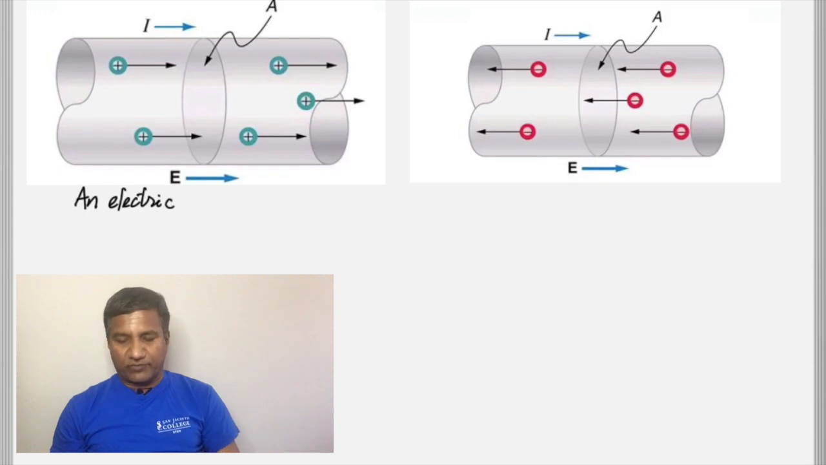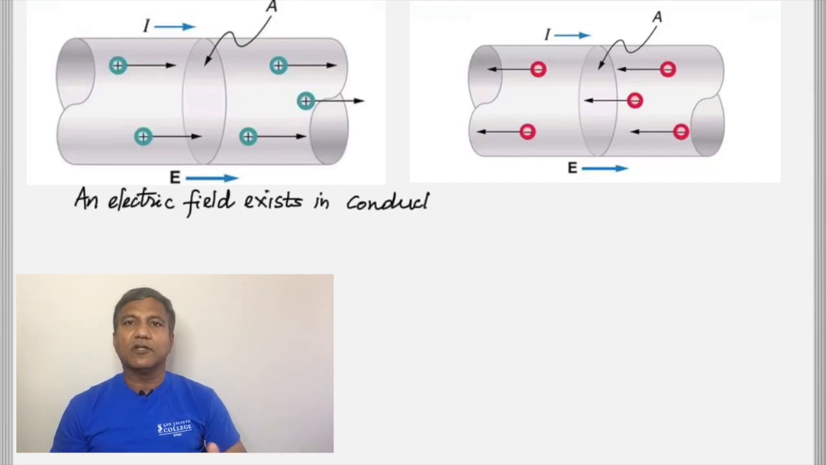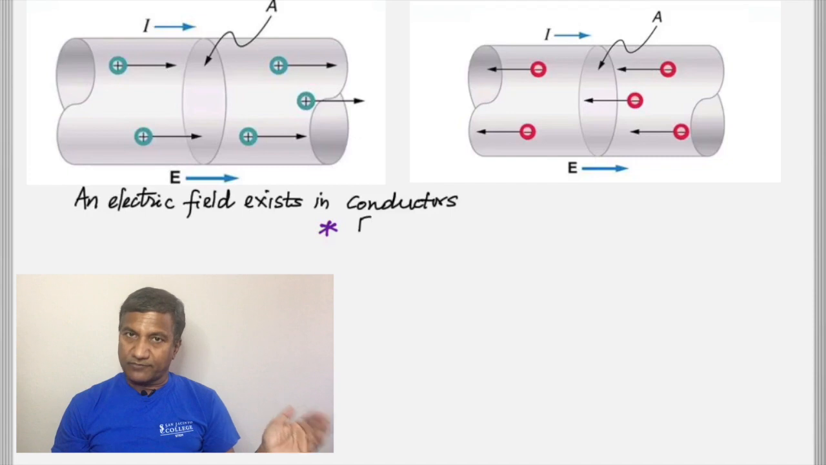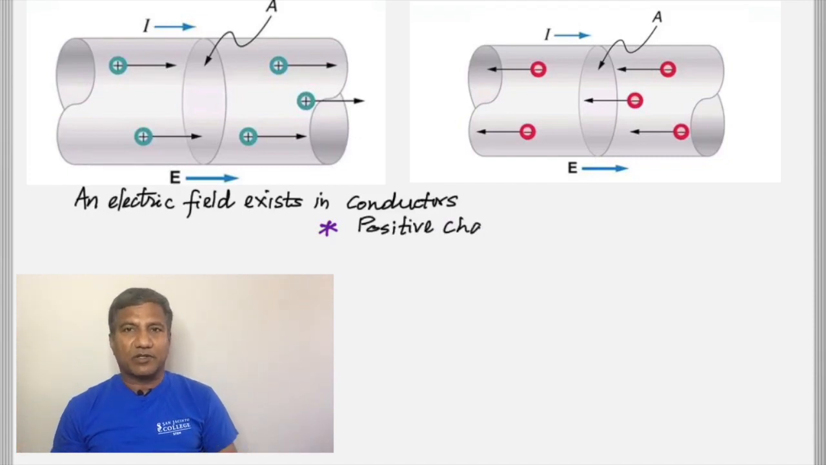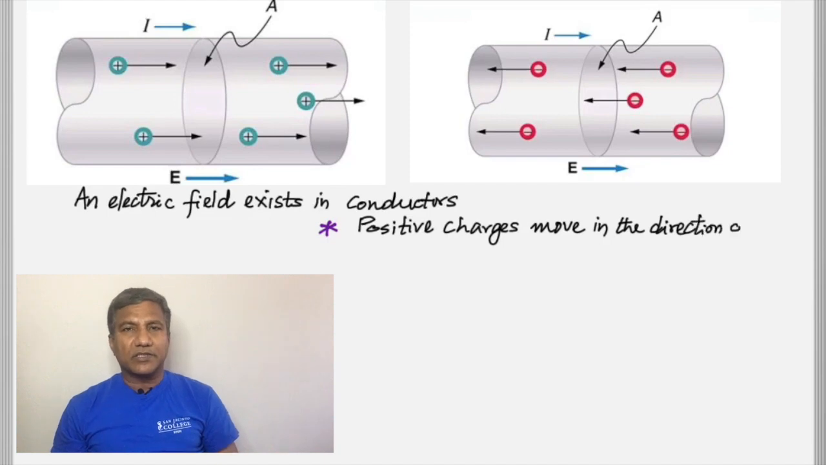And that's what I've written here. An electric field exists inside a conductor, and positive charges again flow from left to right, or in the direction of the field. So positive charges move in the direction of the field, negative charges move opposite to the direction of the electric field. And here is a simple question that we're going to work out.